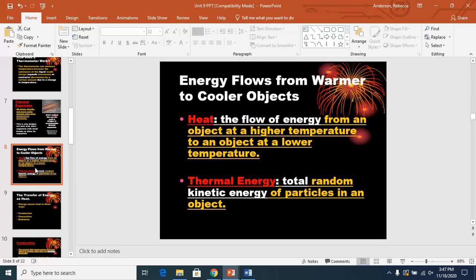So that brings us to heat. We know temperature relies on the movement of particles, whereas heat is the flow of energy from an object at a higher temperature or higher movement to an object at lower temperature or less movement. And then specifically, thermal energy is the total random kinetic energy of particles in an object. And again, I know I'm not stopping to talk long enough for you to type, but you can pause the video and keep it paused as long as you need to write the notes down.